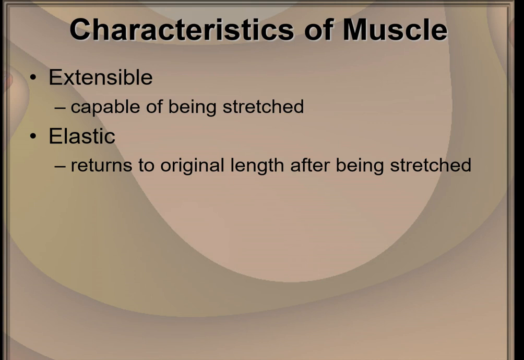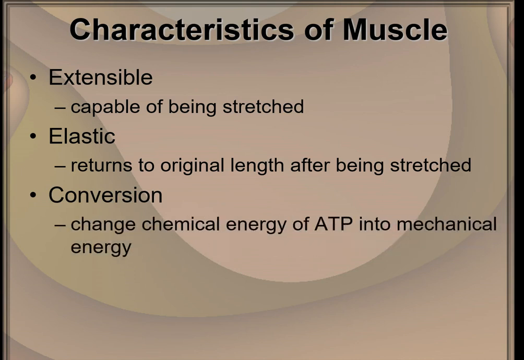And then lastly, muscle can convert chemical energy stored in ATP into mechanical energy, which is energy to do work. In this case, the work is movement, contraction. You guys have heard of ATP, right? Adenosine triphosphate. That's the energy currency in the body. Anything that happens in the body that requires energy, that's where we get it from. We break a phosphate bond. When we break bonds, energy is released. We use that energy to help the muscles contract.